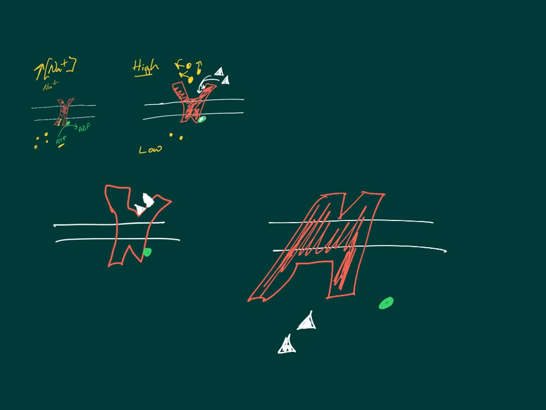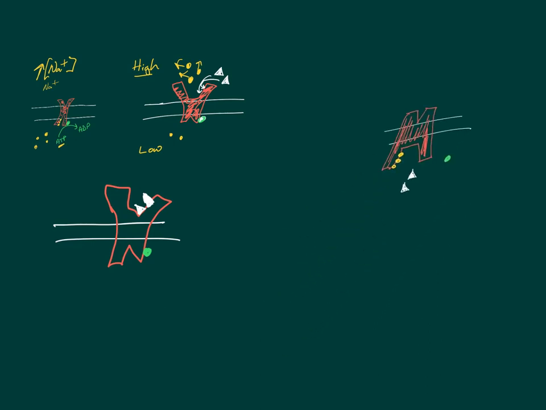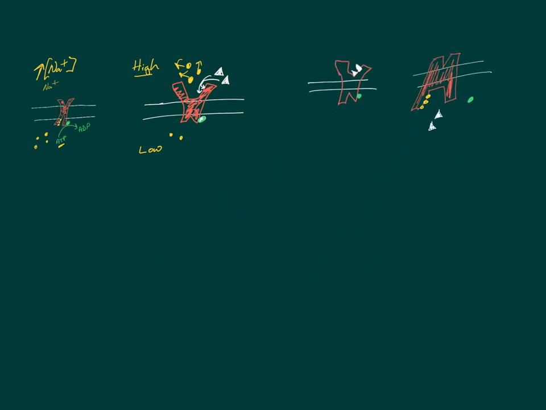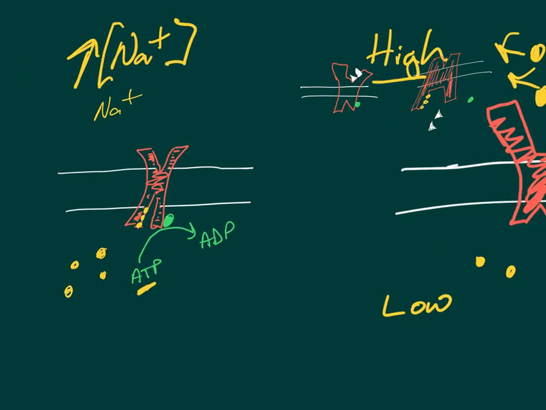What's going to come in and bond here? 3 more sodiums, right? So that just keeps pumping out sodium and pumping potassium in. That just keeps happening over and over again. How do we know it's active transport? There are two things that tell you it's active transport. The use of ATP. As soon as you see this happening right here, it's active transport.